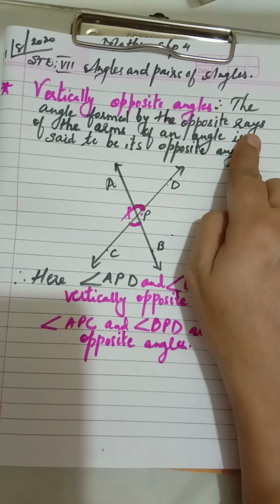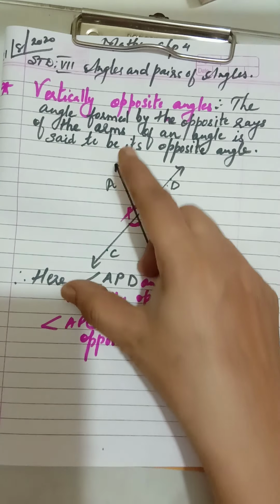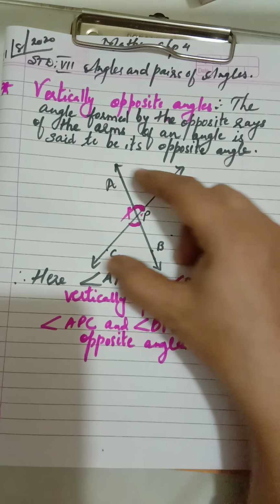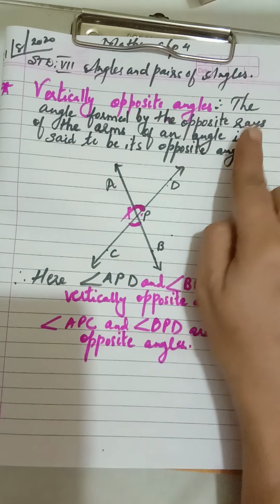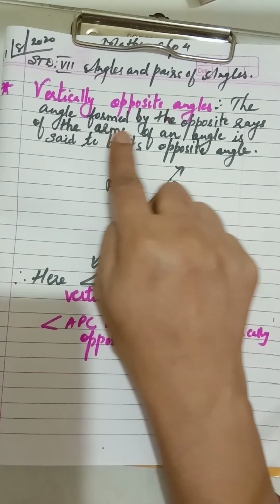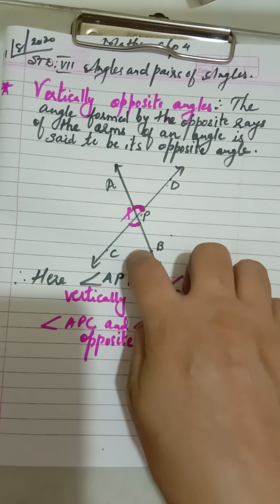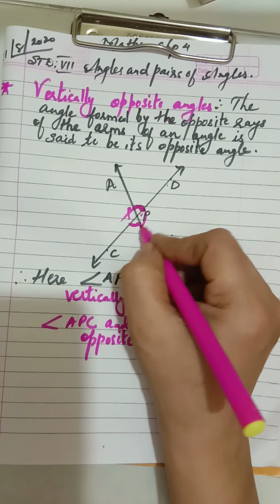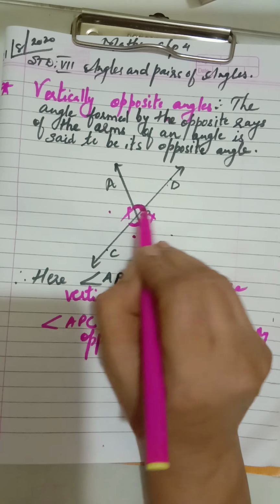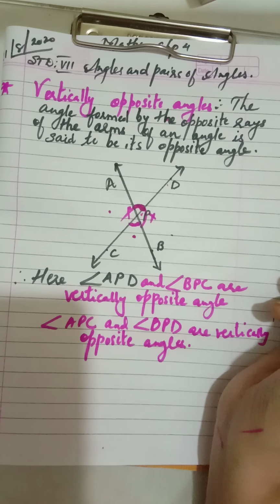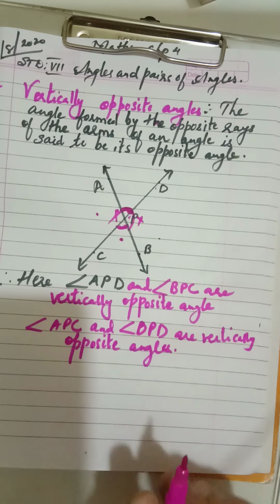Okay children, so now let us see the definition. The angle formed by opposite rays. So for this ray, the opposite ray will be the down one. Same way for both these rays, the opposite ray will be this downwards ray. So the angle formed by the opposite rays of the arms of an angle is said to be its opposite angle. This way we are getting the opposite angles. This angle and this angle are vertically opposite angles to each other. This angle and this angle are also vertically opposite angles to each other.